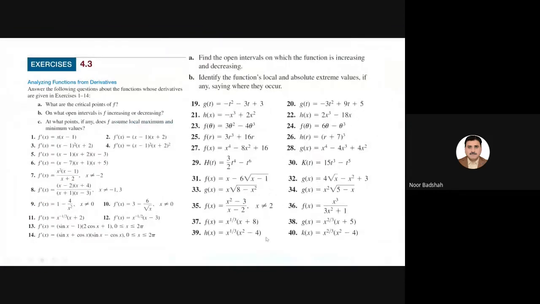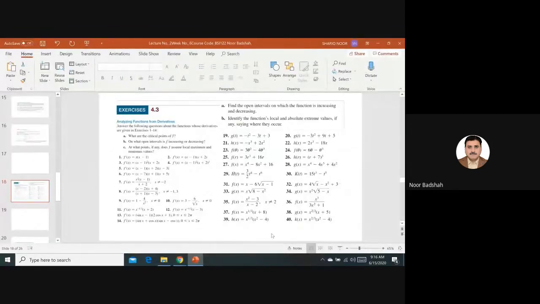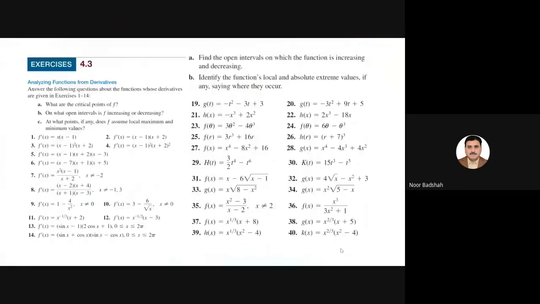Okay, let me go back. So in Exercise 4.3, from question 1 to 14, you can see this question in the book as well. They say, what are the critical points of f, on what intervals is f increasing or decreasing, and at what points, if any, does f assume local maximum and local minimum? So derivatives are given in questions 1 to 14. You don't need to find a derivative. You would directly find the critical points, and obviously you would check increasing or decreasing.